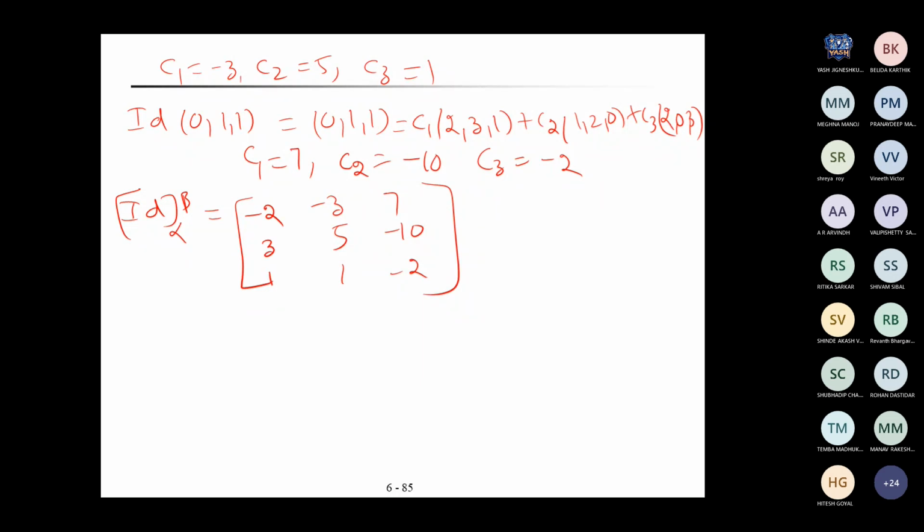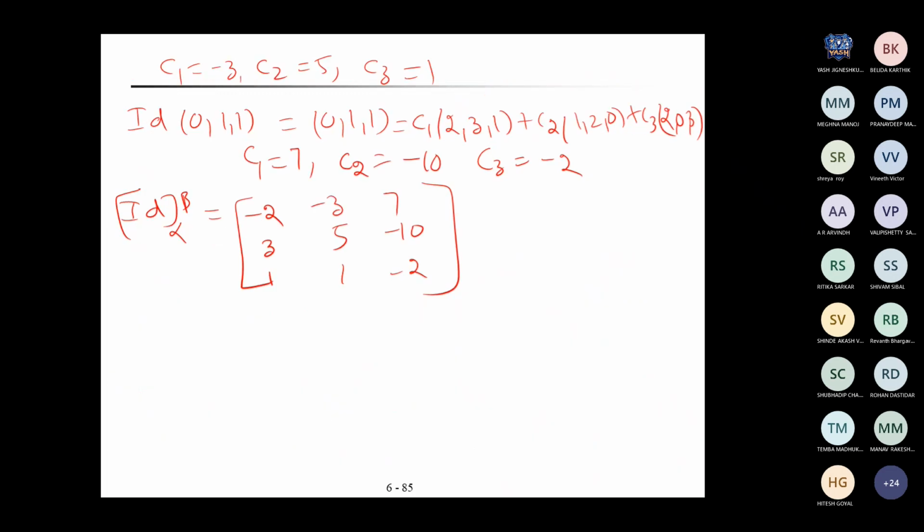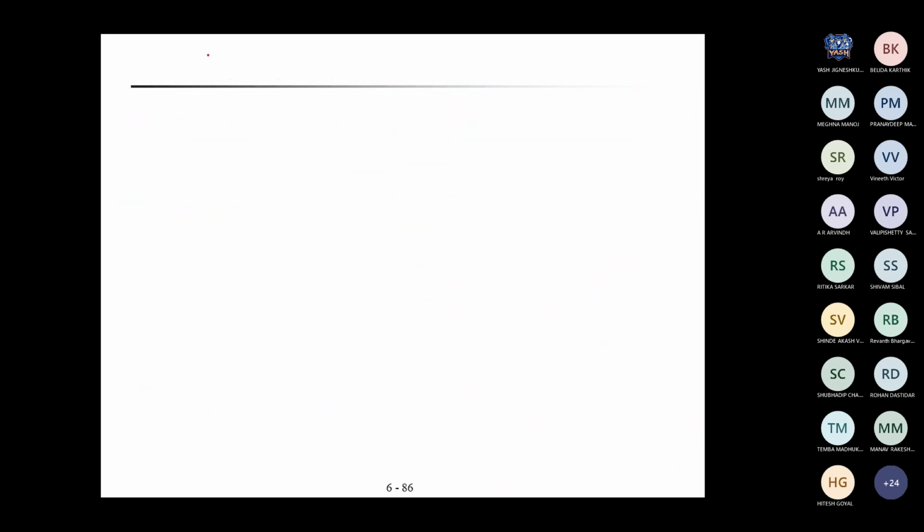Ma'am, can you show how we found the value? I got confused now. Ma'am, how did we find C1 and C2 in this slide? So what is a matrix actually? How do you find the associated matrix? Again, I'll explain. Please listen.